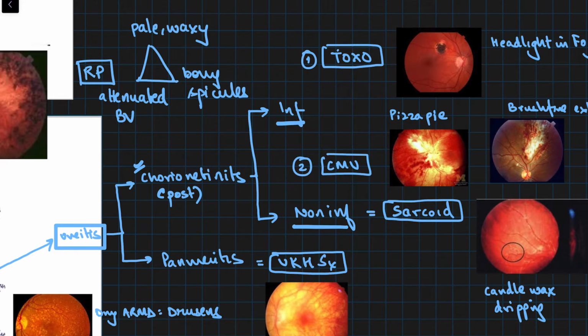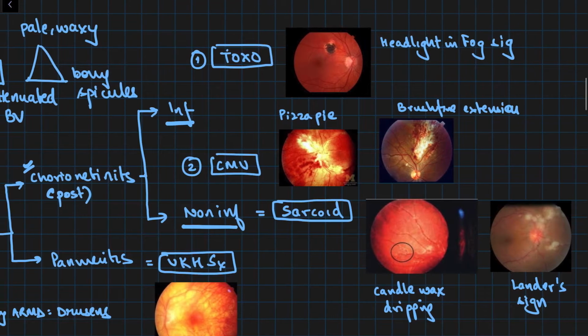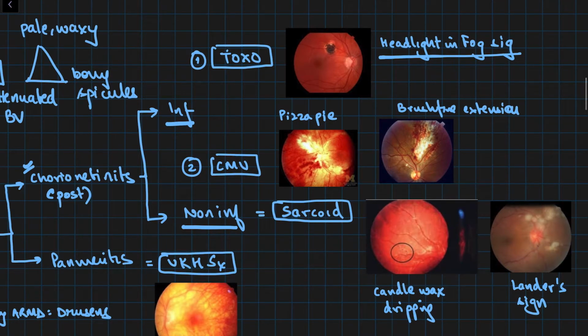In toxoplasmosis, the fundus will show a headlight in fog sign. Okay? It appears that there is fog, and through the fog, the headlight can be seen. That is toxoplasmosis. CMV retinitis appears as a pizza pie fundus, right? So here this is ketchup and this is cheese, so it appears like a pizza, and the spread appears like there has been a fire, so it is called brush fire extension.